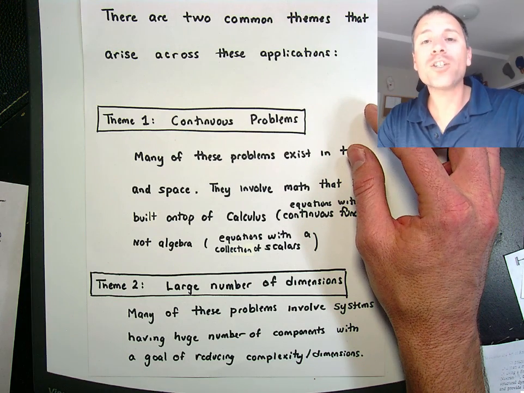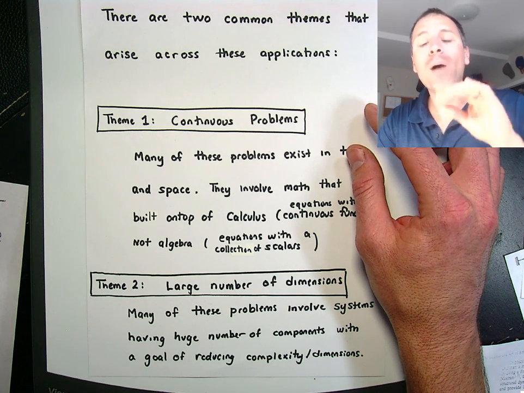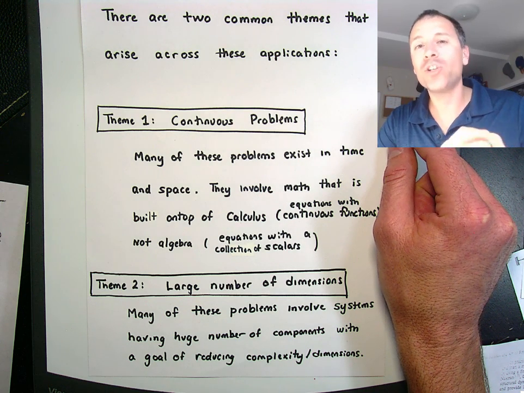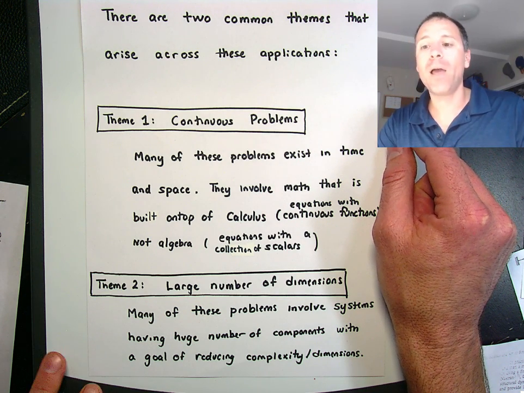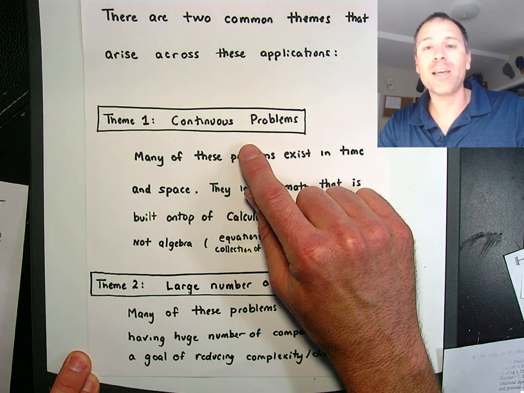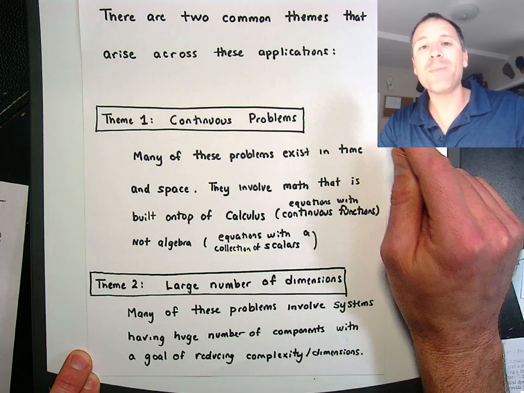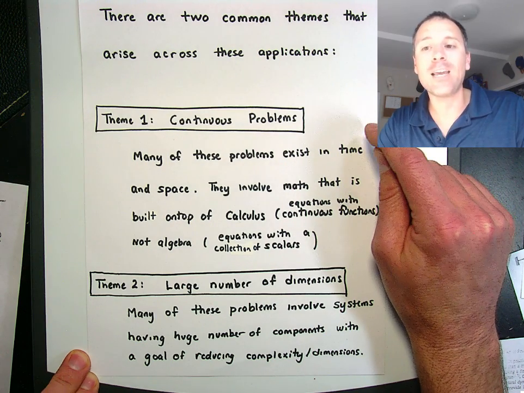So, in order to start setting that foundation, I want you to go back and look at the list of applications that we just covered, and I want to show you two themes that show up. Number one, the first theme is that many of those problems are continuous problems. What I mean is they exist in time and space.